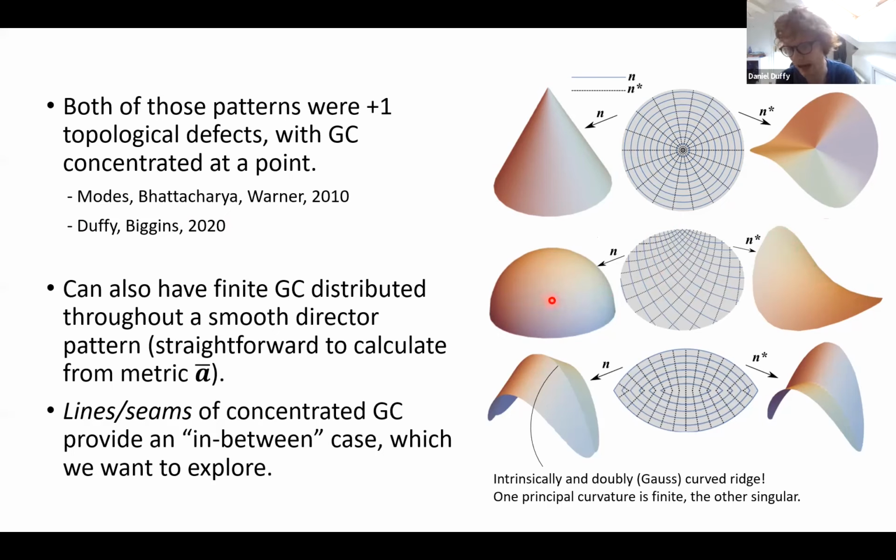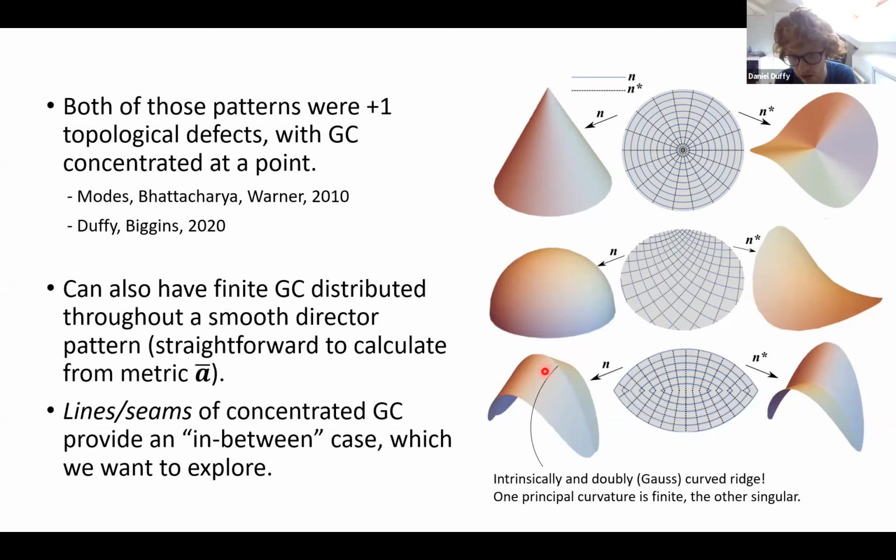And the Gauss curvature is easy to calculate from the metric in that case using classical geometry. So what I'm going to mostly be talking about here is an in-between case between these two things, which are lines or seams of concentrated Gaussian curvature. You can see that a cone tip, in some sense, is doubly singular in terms of Gauss curvature, because both principal curvatures are singular, and the Gauss curvature is the product, whereas these smooth shapes have completely finite Gauss curvature.